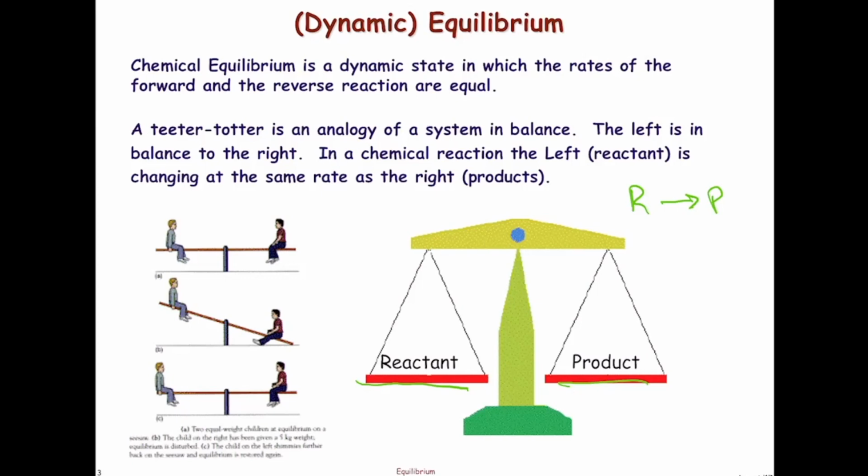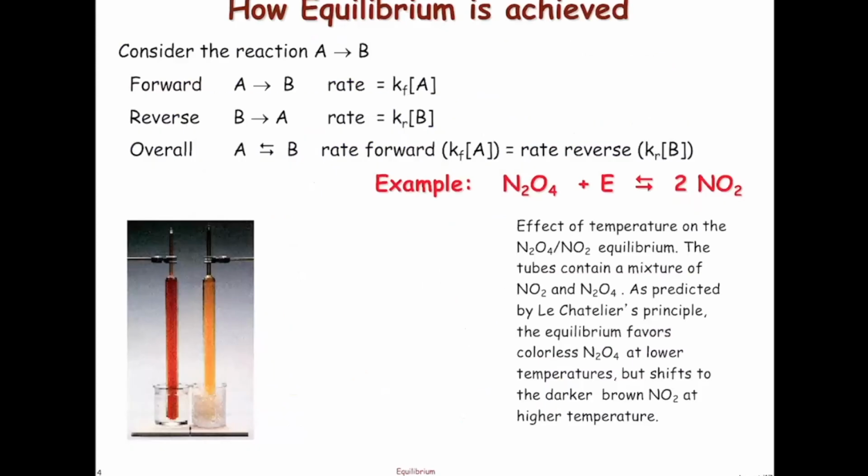So let's take a look at this right here. This movie shows you that the rate at which the reactant forms product is equal to the rate at which the product returns back to reactant. We're at a state of equilibrium. And so we designate that by this double arrow. This double arrow tells you you have an equilibrium.